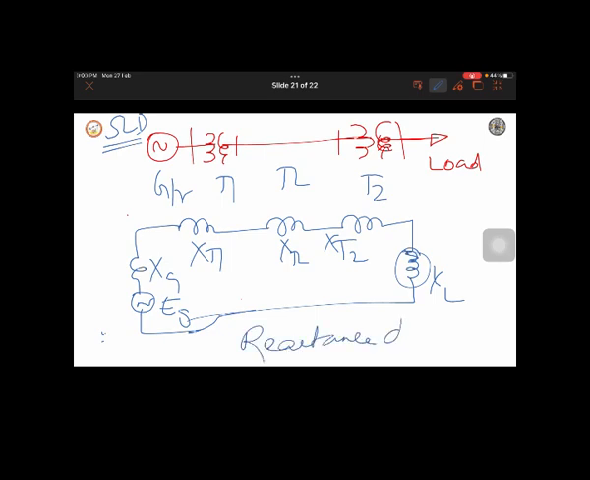This is called the reactance diagram. In this diagram, we have not included the resistances of the individual components in the equivalent circuit, and the magnetizing component and the shunt capacitances are neglected.